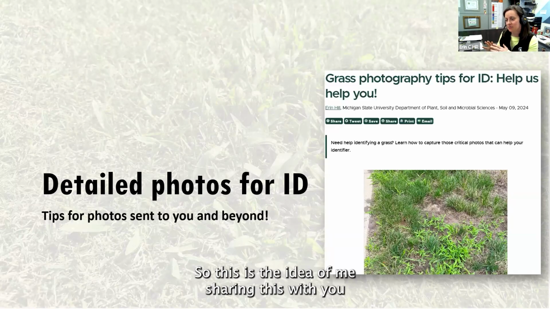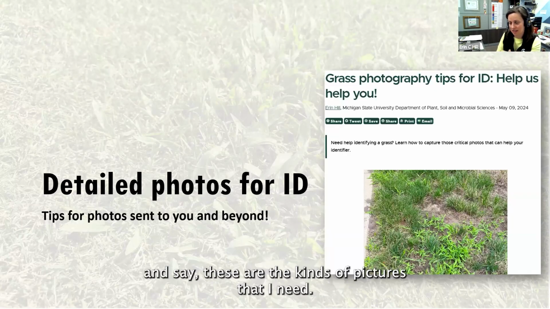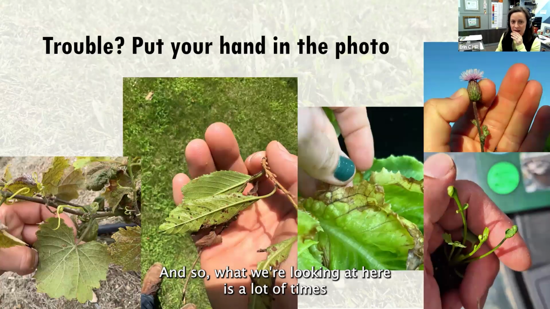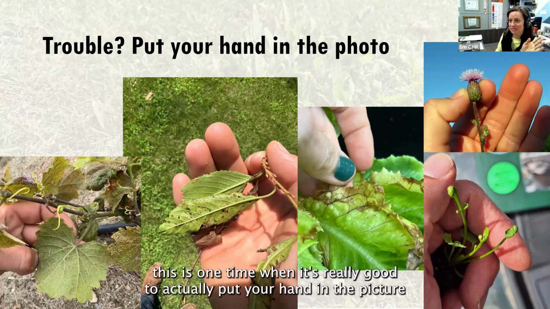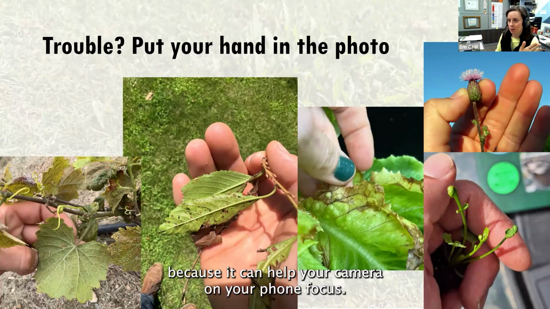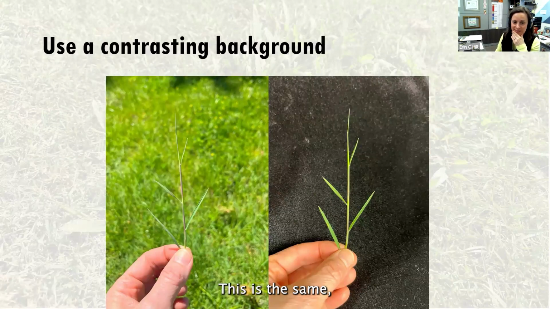So the idea of me sharing this with you is that if this is helpful to you, you could send this article to them and say, "These are the kinds of pictures that I need." And so what we're looking at here is a lot of times things are not in focus when they get sent, the small structures. And so I like to say this is one time when it's really good to actually put your hand in the picture, because it can help the camera on your phone focus. And also the importance of using a contrasting background.